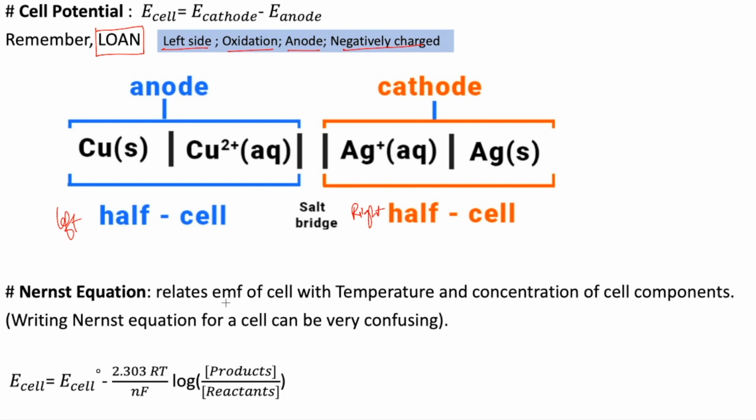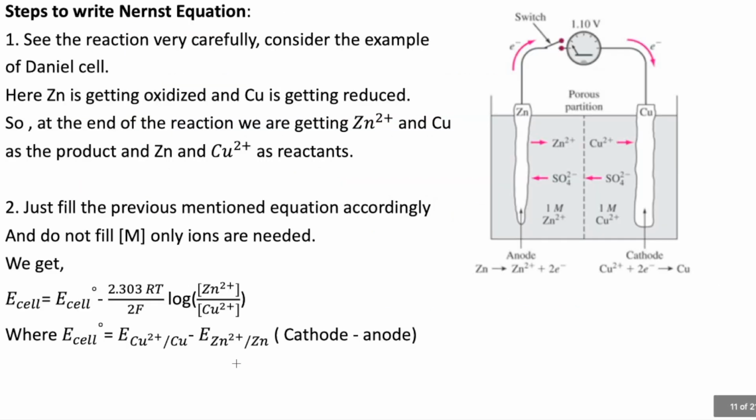Nernst equation relates EMF of the cell with the temperature and concentration of the cell components. So Nernst equation is written as E of the cell equals E naught of the cell minus 2.303 RT upon nF log concentration of product divided by concentration of reactant. It is very important to understand how to do Nernst equation related questions, because many times people make mistakes over here. So there are steps to write the Nernst equation. The first step is to see the reaction very carefully. Consider the example of the Daniell cell which is given over here. Here zinc is getting oxidized and copper is getting reduced.